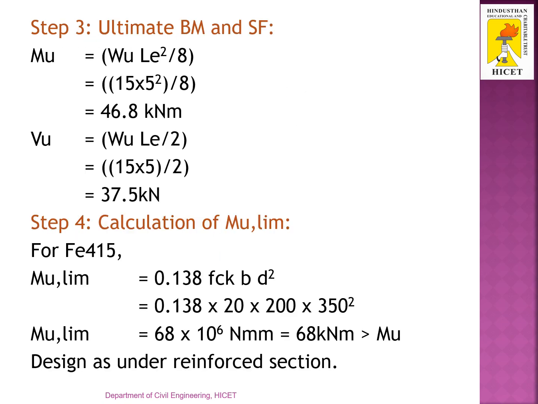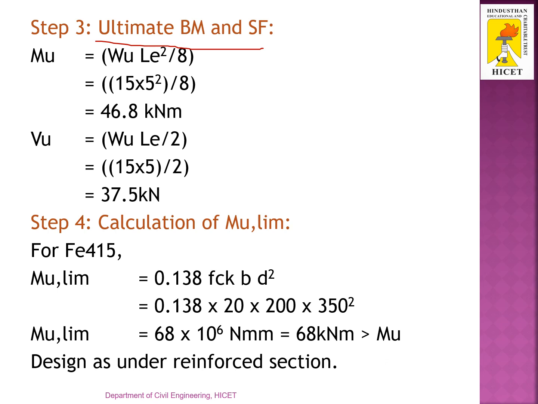Next, we have to calculate the ultimate bending moment and shear force. Let us assume our beam is a simply supported beam carrying UDL, with the load in kilonewton per meter. If the beam is simply supported carrying UDL, the ultimate moment formula is equal to WU LE square divided by 8. So the WU value is equal to 15 kilonewton per meter.